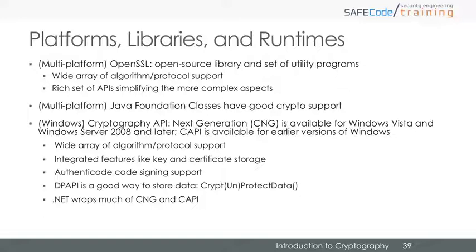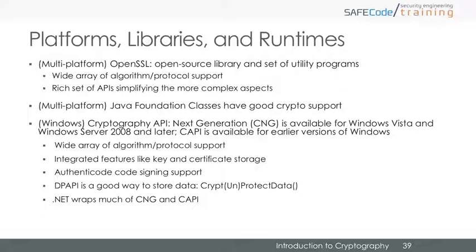When developing for Java, the Java Foundation classes offer good coverage of the cryptographic basics. Make sure you read the documentation to avoid any initialization issues. For Windows Vista and Windows Server 2008 and later, the standard is to use the CNG, which stands for Cryptography API, Next Generation Library. If you need to support versions of Windows earlier than this, you can use the Microsoft Crypto API, also called CAPI, a subset of the Win32 API.